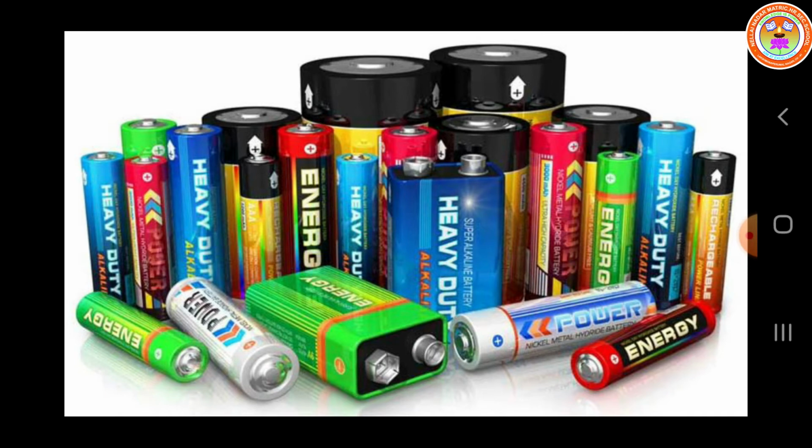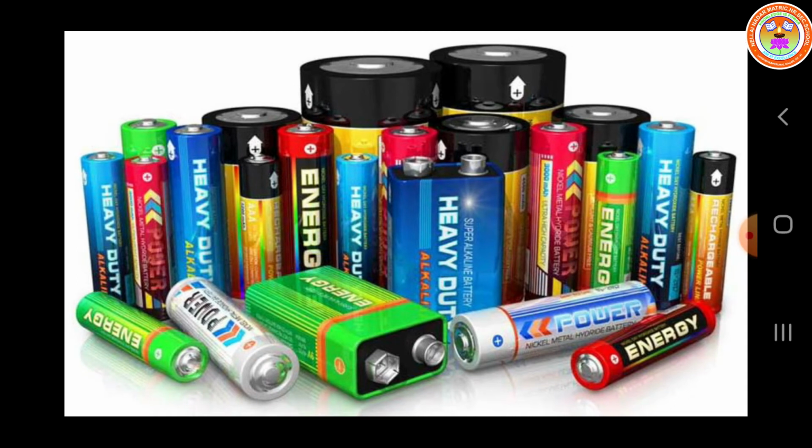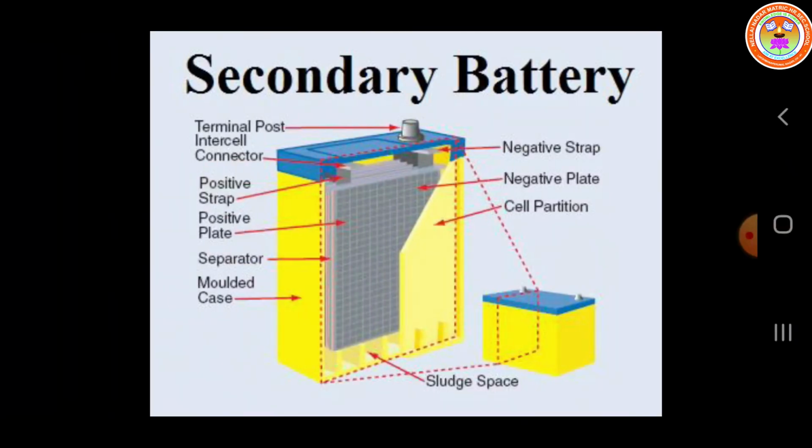The primary cells are usually produced in small sizes. There are many examples here; many different types of cell we can notice. Cells are used in clocks, watches and toys, etc. They are called primary cells. I hope you all understood about primary cells.